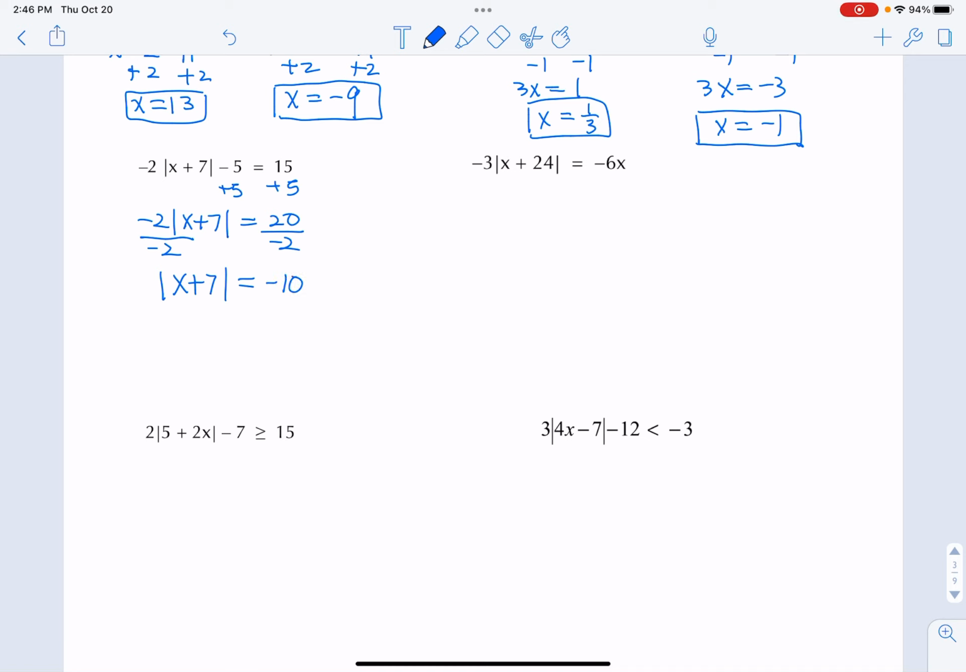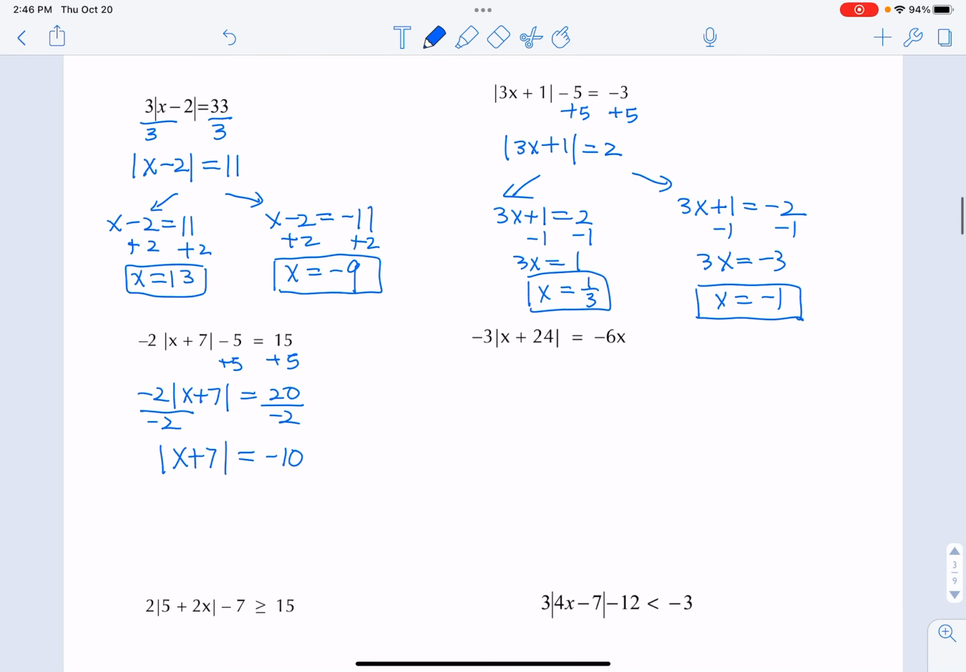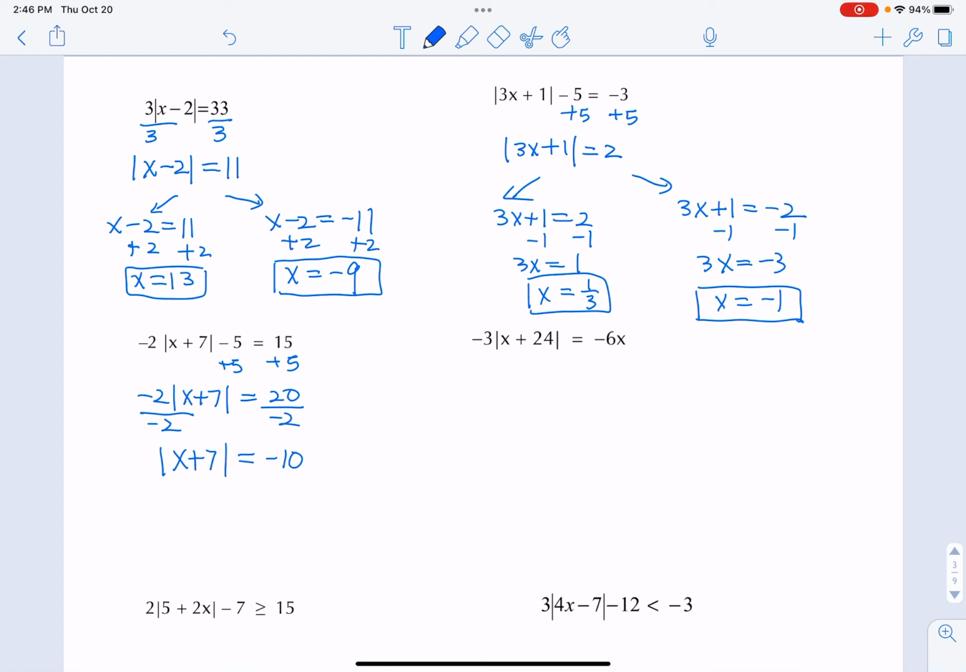Can you have an absolute value be a negative number? When we solved the previous problem, after we isolated the absolute value on the left side, the other side was positive. Whenever it is a positive number, that's when you set up two equations. But when you have a negative number here, you can never have an absolute value be a negative number. So whenever you have a negative number on the other side of an absolute value, you directly say no solution.